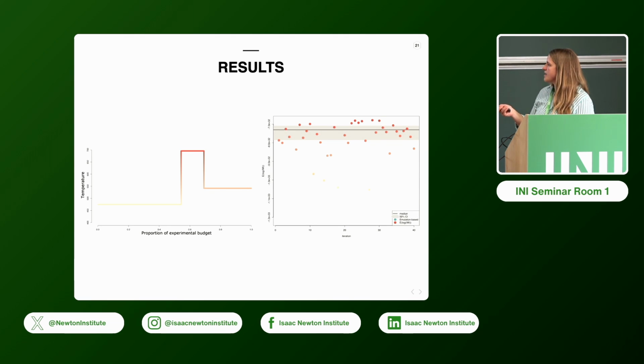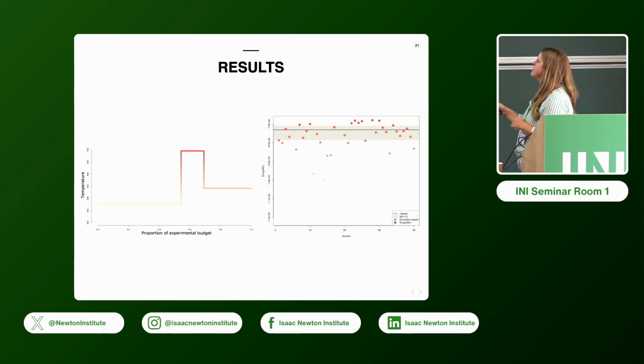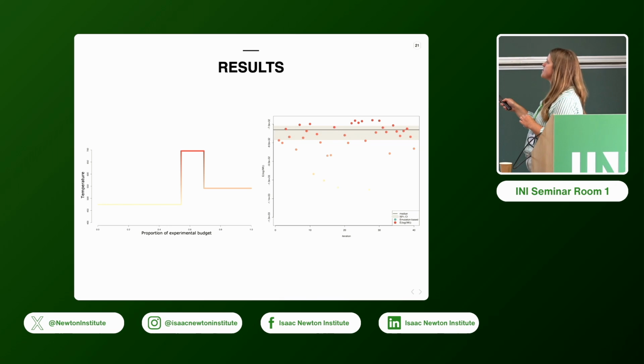So this is the output that I got. I used Gaussian process Bayesian optimization for this. I have one temperature here, and the length of that interval is proportional to the weight that was allocated to that temperature. Then it goes up and then it goes down. And here on the right, I've plotted, I think the first 20 points are the space-filling design to train the emulator. And then the next 20 points are the Bayesian optimization steps. So I think this one was the best design that it found.